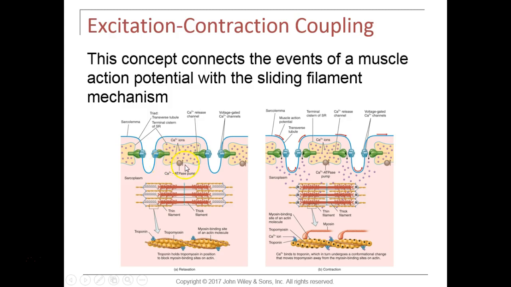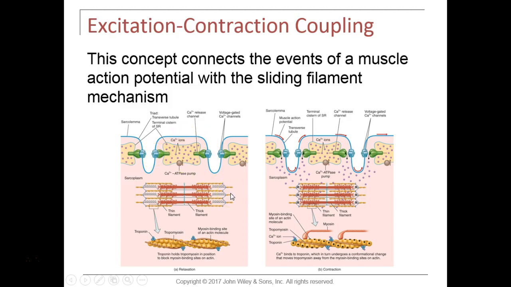On the sarcoplasmic reticulum, we have these little channels the artist colored in green. Those are called calcium release channels. They're anchored and coupled to what we call a voltage-gated calcium channel, which are located down in the T-tubules. So let's look at how these all interact.